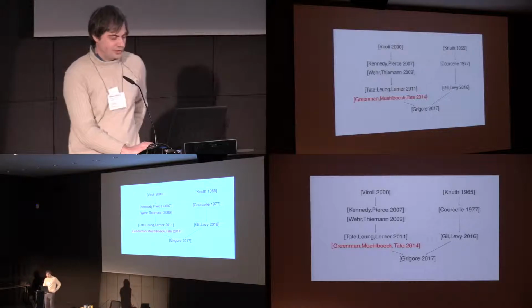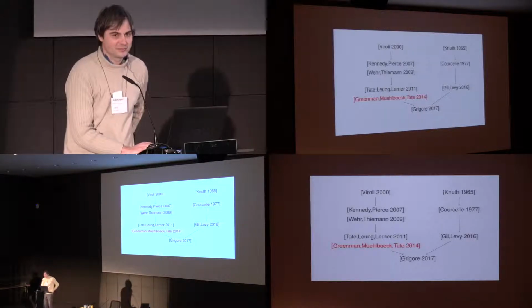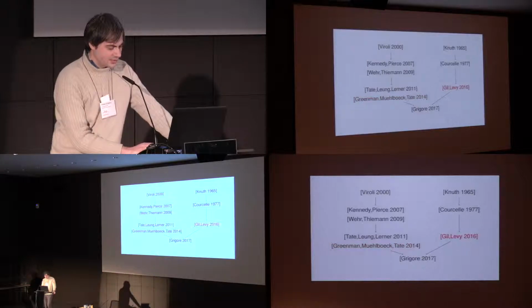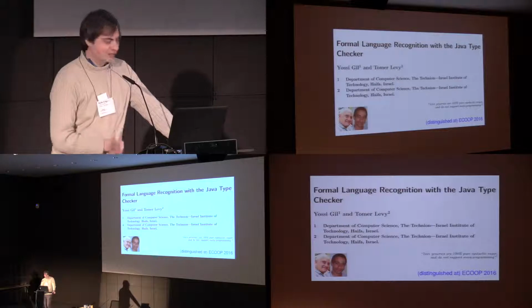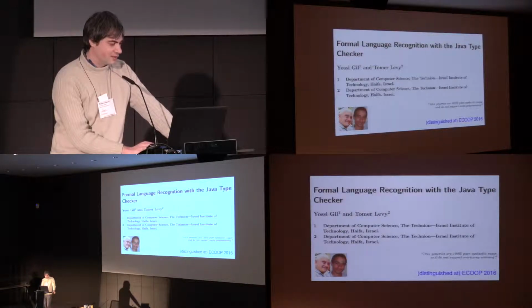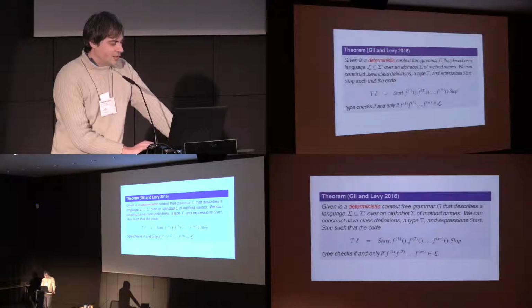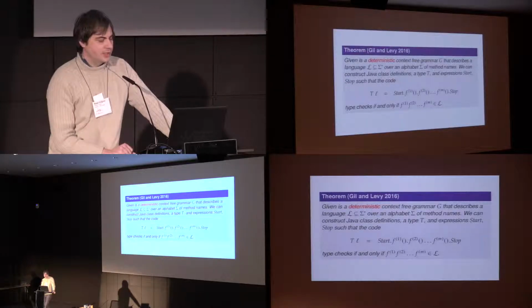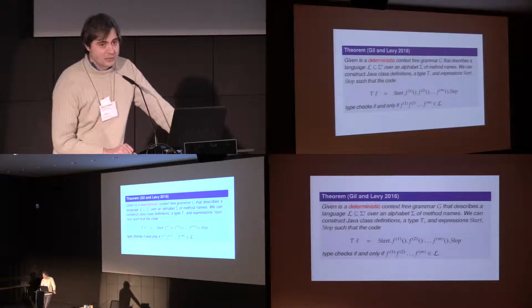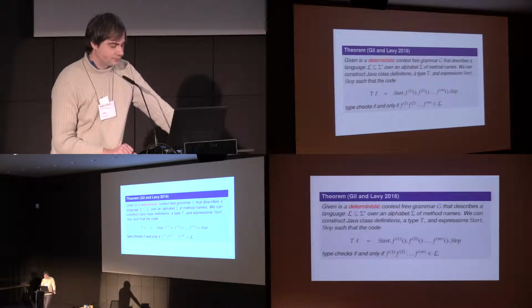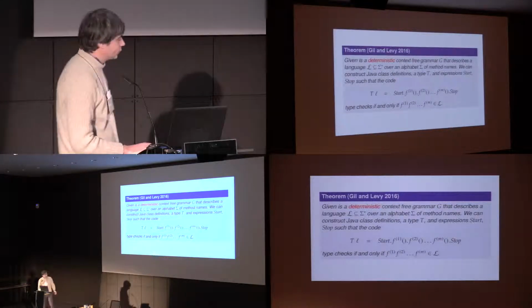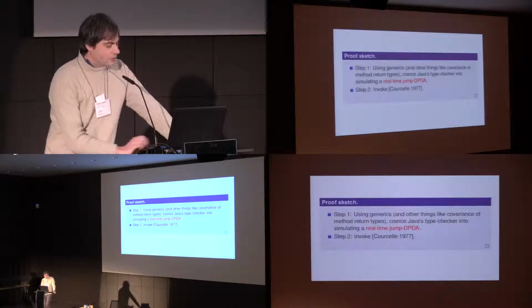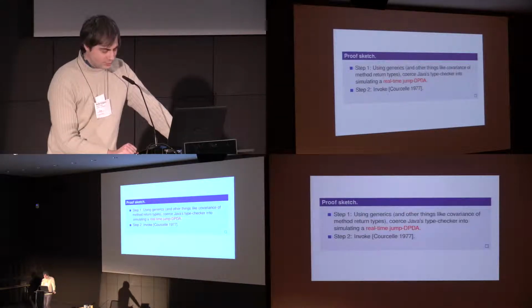Okay, so now we finished with the left branch and we can get back to the pushdown automata that you saw earlier. This happened fairly recently at ECOOP, and it was actually reading this paper that I started thinking about this problem. So what they show here is that you can coerce the Java type checker to recognize deterministic languages. Anyway, how do they do it? They do it in two steps.